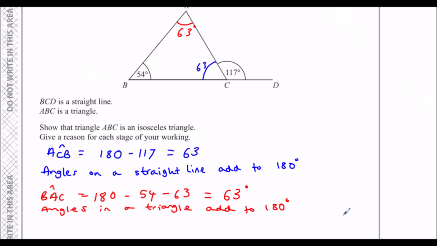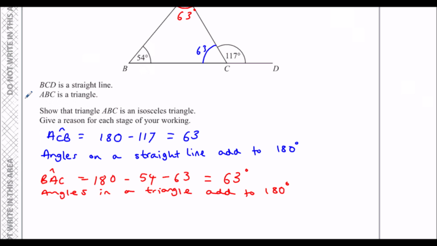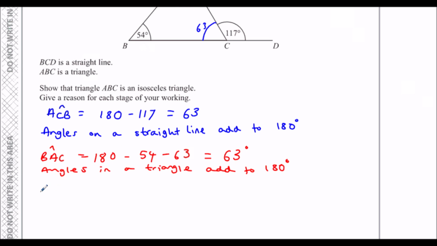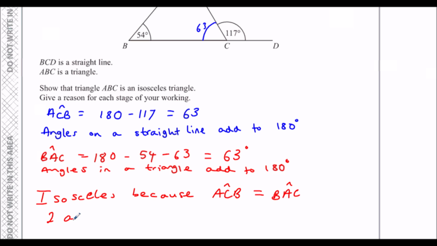So show that it's an isosceles triangle. It's an isosceles triangle because 2 angles are equal. So it's isosceles because ACB is equal to BAC. So 2 angles equal. I'll put that in brackets. 2 angles equal.